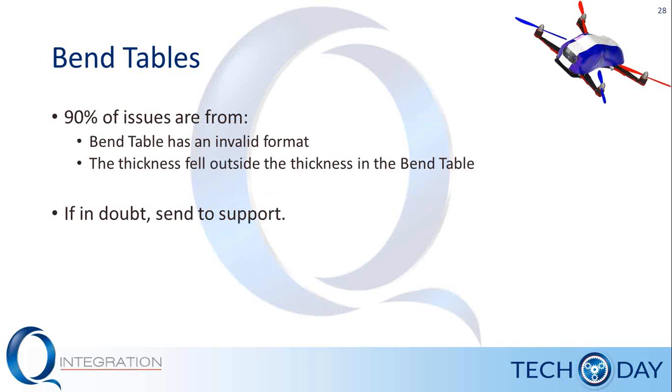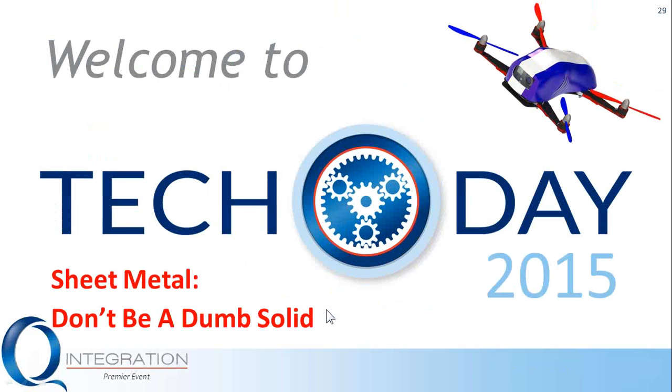And this is, again, a common thing with bend tables. If you are in doubt and you don't understand what's going on, send it into support. However, 90% of these issues are coming from the bend table being in an invalid format. So take a look at the out-of-the-box bend tables from SolidWorks and modify those to specify your desired criteria. Also, another common issue is that the thickness falls outside the thickness of the bend table. This is where setting up proper configurations in your sheet metal parts in the beginning can save a lot of time downstream, avoiding these issues.